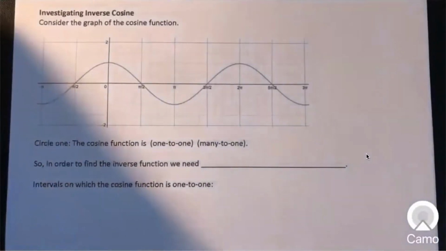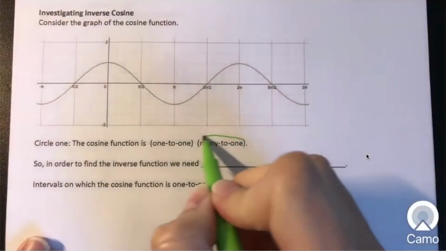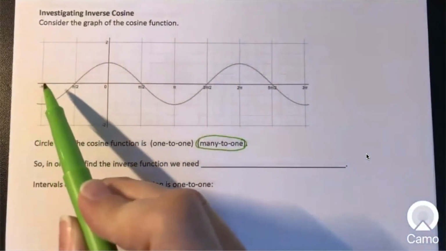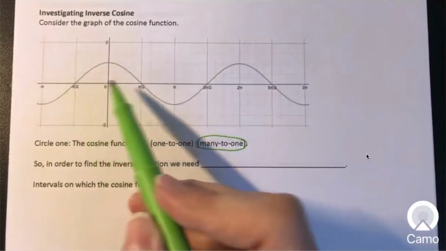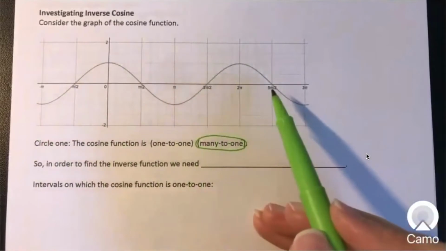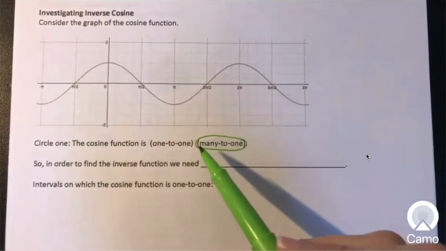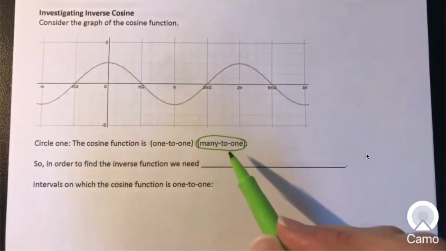Go ahead and investigate graphing our inverse cosine function. So here we have the parent function of cosine. And like we noticed yesterday with sine, we also can see that cosine is many to one. If we look at our cosine function, even if we just consider our x-intercepts, we can see that there are many x values that will produce the same y. So this would be considered a many to one function. We have many x's yielding the same y value.